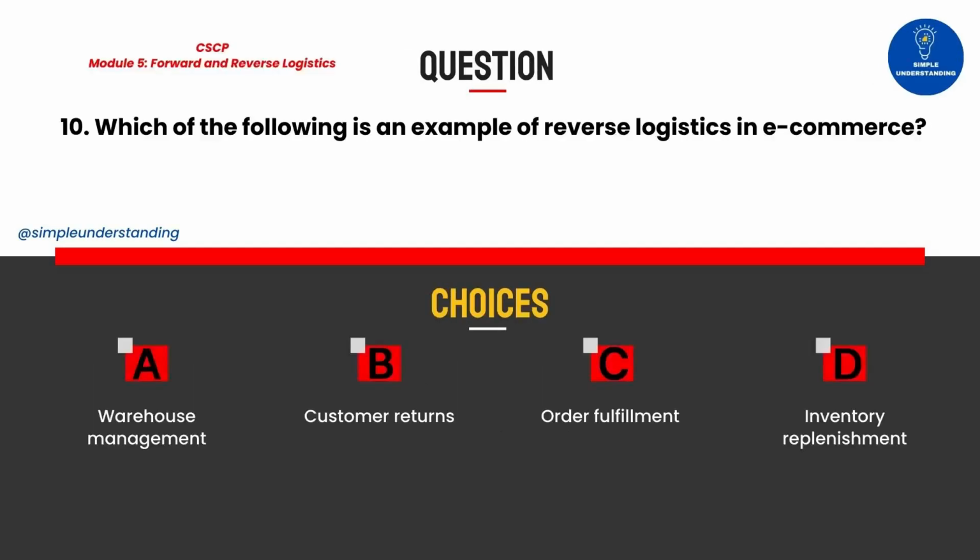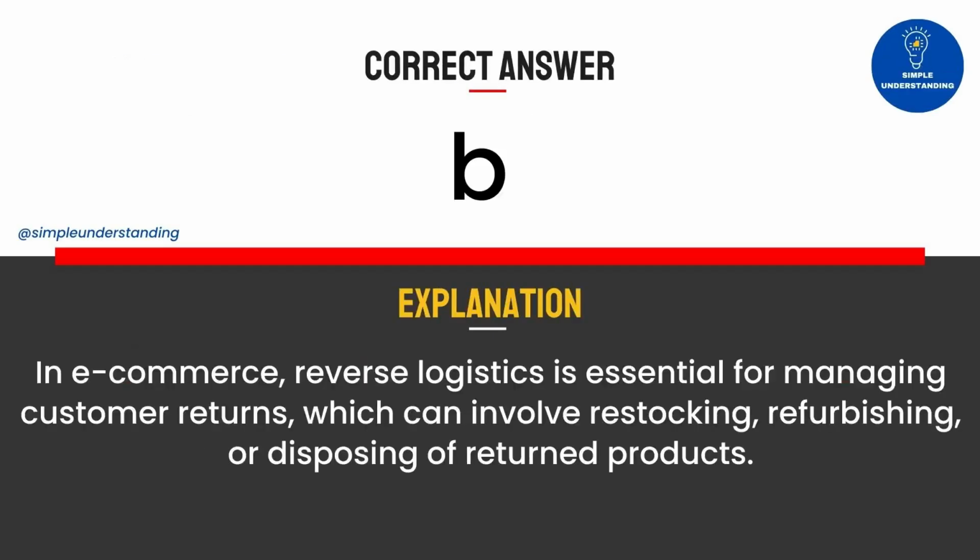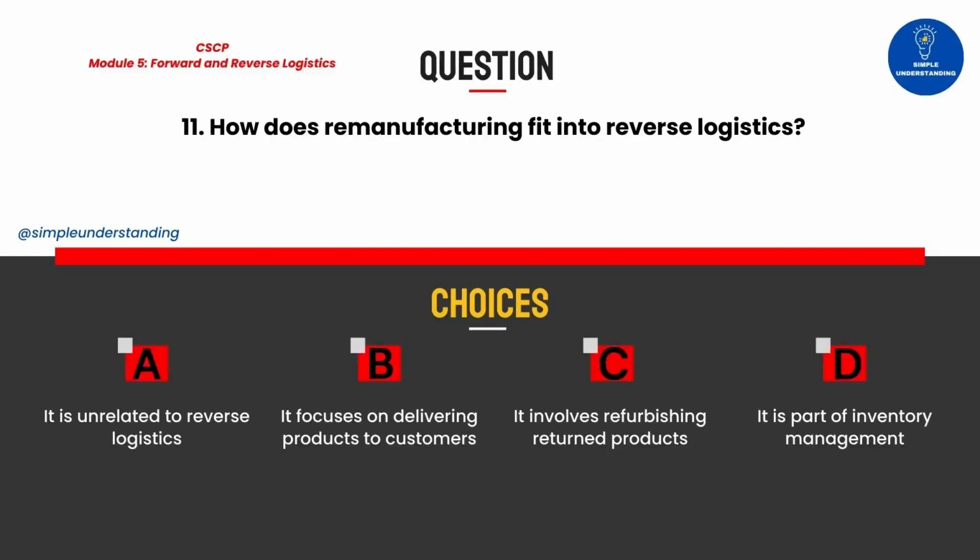10. Which of the following is an example of reverse logistics in e-commerce? A. Warehouse management. B. Customer returns. C. Order fulfillment. D. Inventory replenishment. Correct answer: B. Explanation: In e-commerce, reverse logistics is essential for managing customer returns, which can involve restocking, refurbishing, or disposing of returned products.